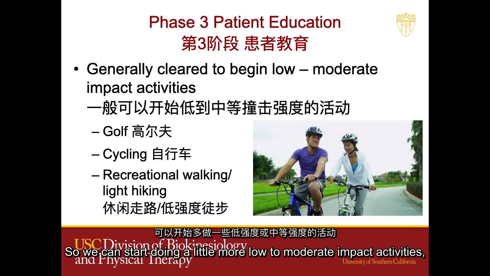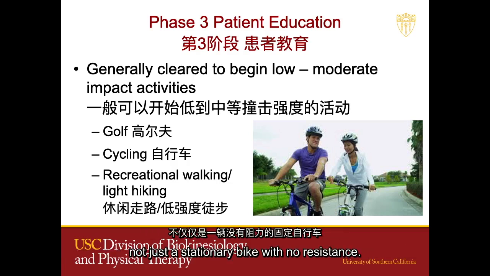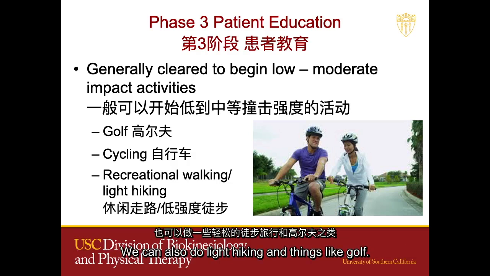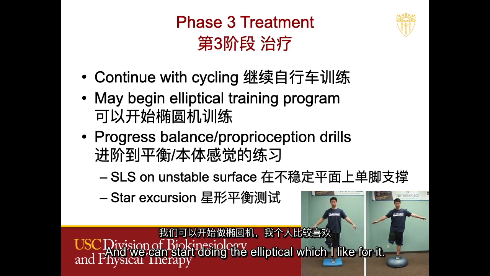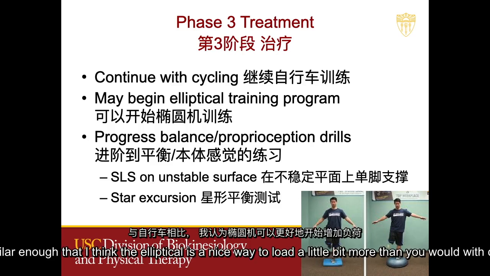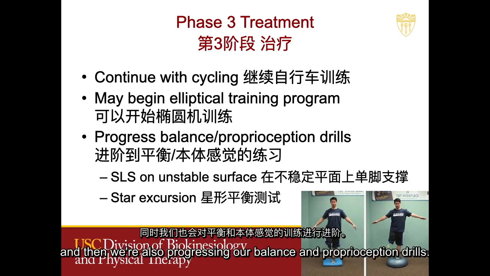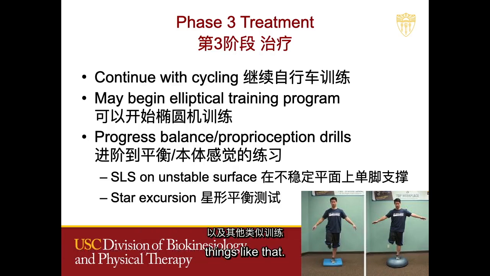So we can start doing a little more low to moderate impact activities. This is where we can start doing more intensive cycling outside, not just a stationary bike with no resistance. We can also do light hiking and things like golf. And we can start doing the elliptical, which I like for, it doesn't totally reproduce the running movement, but it's kind of similar. It's similar enough that I think the elliptical is a nice way to load a little bit more than you would with cycling. And then we're also progressing our balance and proprioception drills. So making these things a little more difficult with uneven surfaces, things like that.